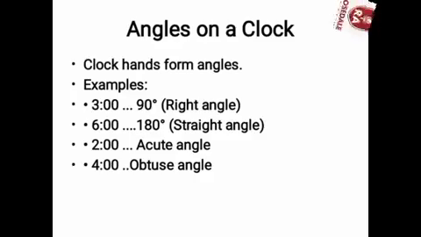So, angles on a clock. Let's take a look at the angles on the clock and how they can easily be formed. Clock hands form angles. For example, you have 3 o'clock on the dot. That gives you 90 degrees. Now let's go to 6 o'clock. 6 o'clock is a straight line, a straight angle. So the angle formed when it is exactly 6 o'clock is 180 degrees.